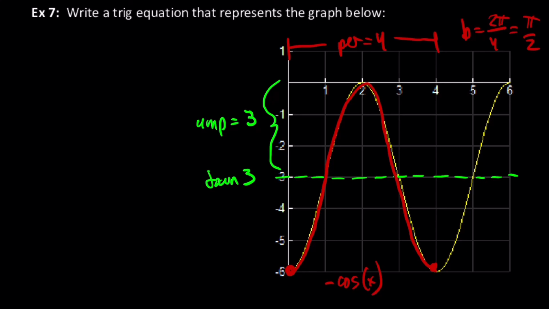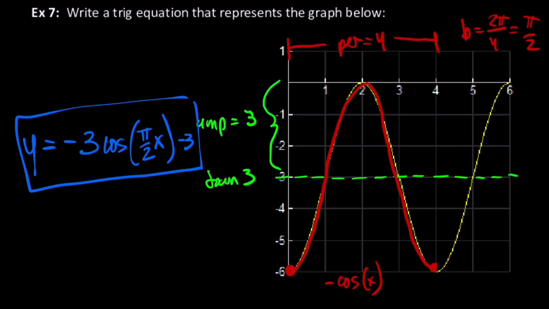So now I can write the equation. Y equals, I said negative cosine, start with a negative. Amplitude is 3, so that goes next. 3 cosine, parentheses, the b term, pi over 2, x, don't forget to put your variable in, and then I had a vertical shift down 3, minus 3. So there's the equation for that trig graph.